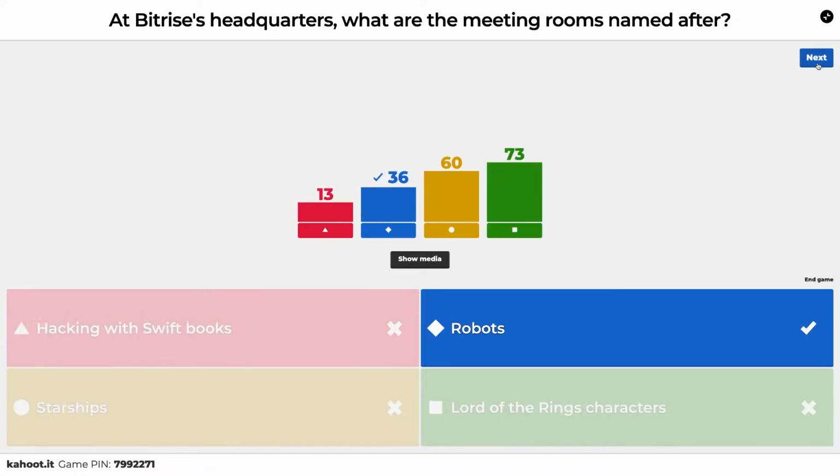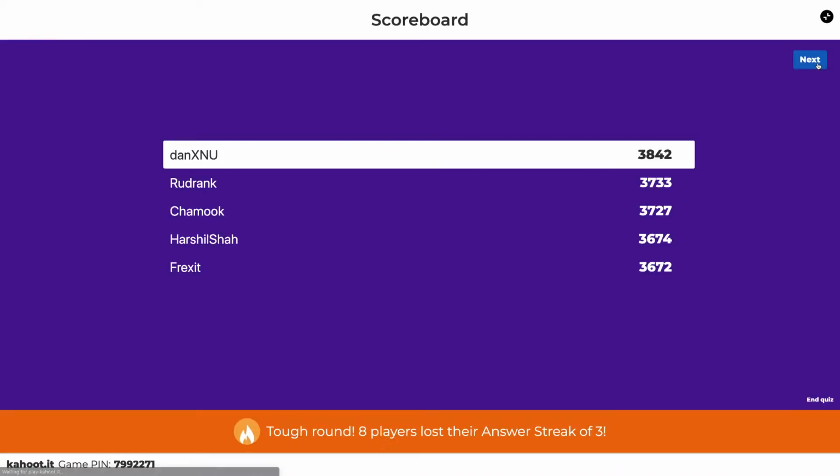And the answer is robots. Oh dear, I can see this one all changing right now. Starships is actually the Mozilla headquarters. And no, it's not Hacking with Swift books, that'd be quite tedious. Let's see how it's going to change. Oh, collapse. Oh, it's Lascorb. Lewis, buenas. Good to see you, man. But Chamuk's there in the first place, doing very, very well.